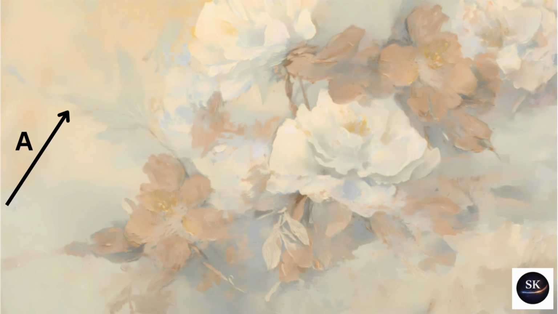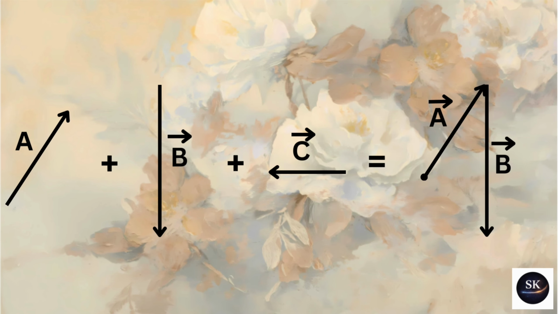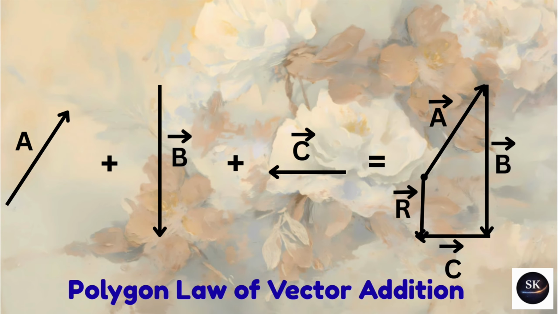The tail to tip method of adding vectors can be extended to three or more vectors. The resultant is drawn from the tail of the first vector to the tip of the last one added. An example is shown. For adding three or more vectors, this method is called Polygon law of vector addition.